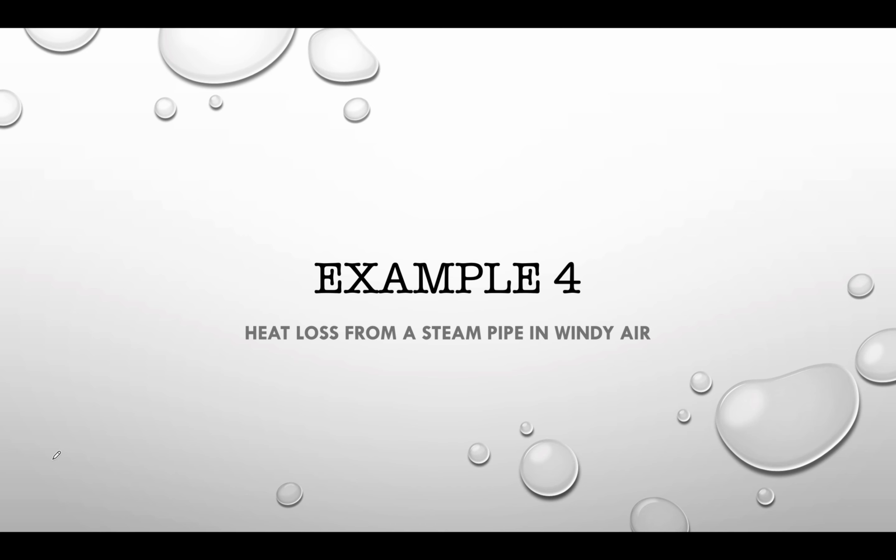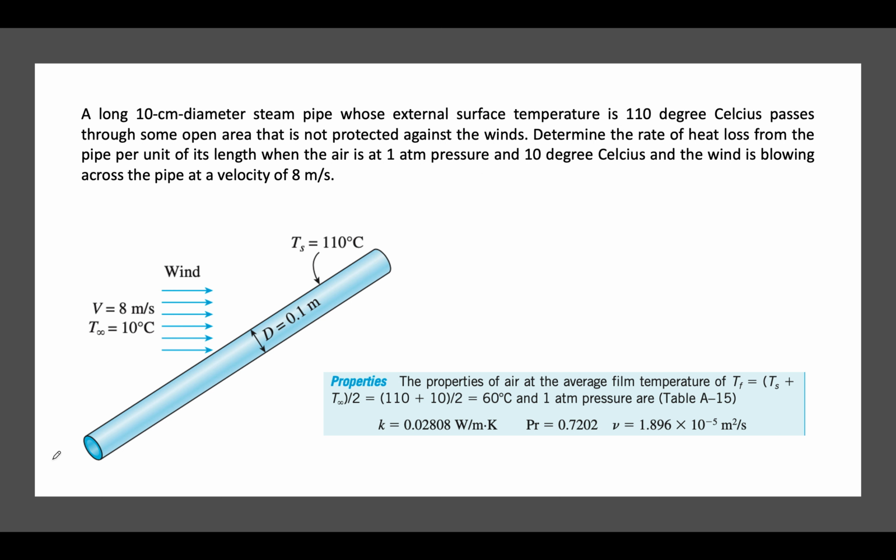Heat loss from a steam pipe in windy air. So this is the question: a long 10 centimeter diameter steam pipe whose external surface temperature is 110 degrees Celsius passes through some open area that is not protected against the wind. So the surface temperature of this steam pipe is 110 degrees Celsius.